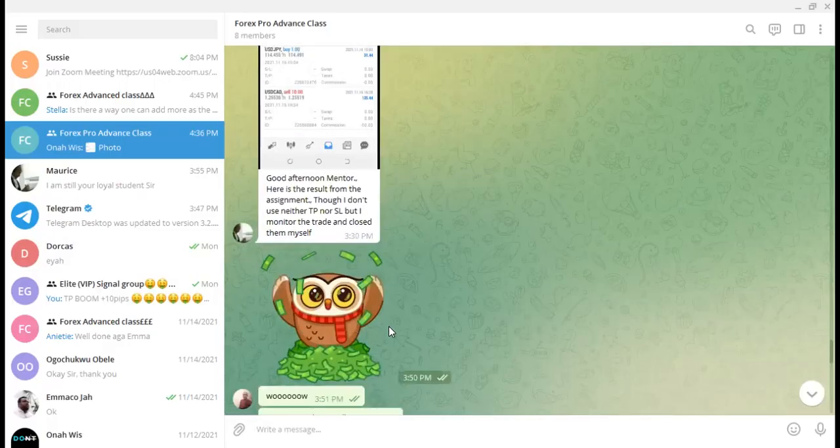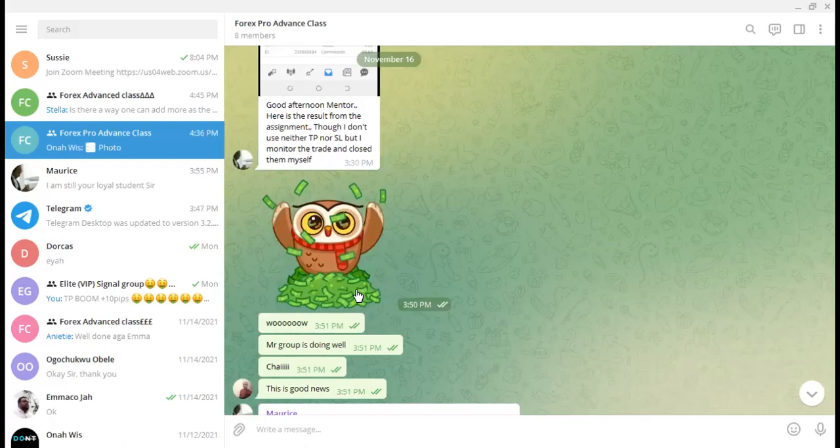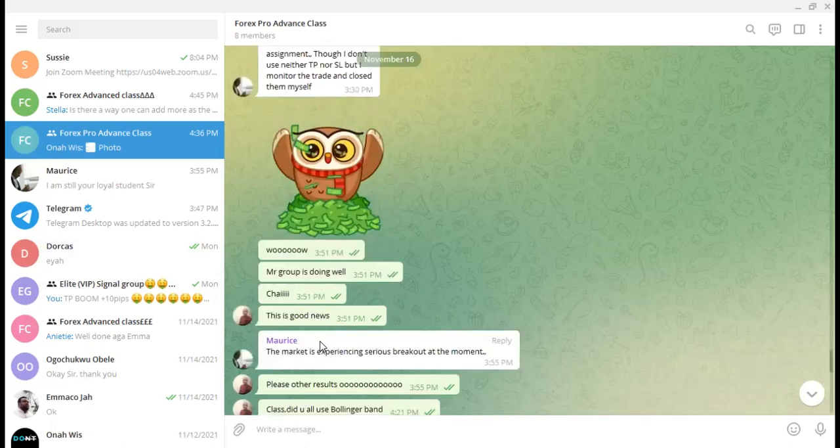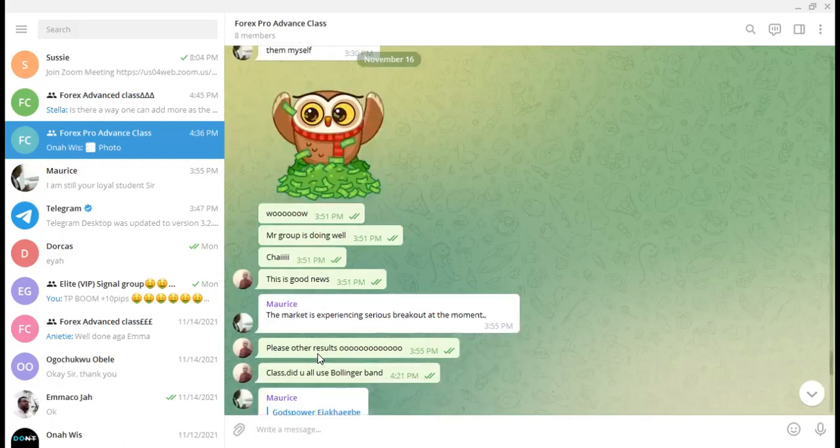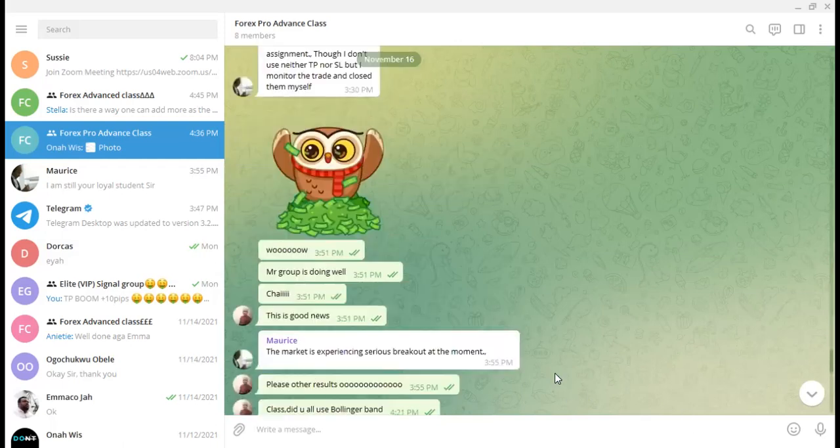Look at it. This is me spilling dollars. I'm happy. Wow, my group is doing well. This is good news. Look at it. The market is experiencing a serious breakout at the moment. There's a way you become good in this business. There are some terms you will be using and it will make you so perfect in it.